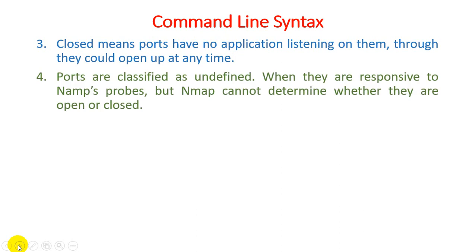And the last one: ports are classified as undefined when they respond to Nmap's probes, but Nmap cannot determine whether they are open or closed. As we previously discussed, if a port is filtered, it means that the particular port number is secure, but Nmap never tells whether it is open or closed. In the same way, undefined or unfiltered means your port is not secure, but the Nmap tool never helps to identify whether a particular port is open or not.